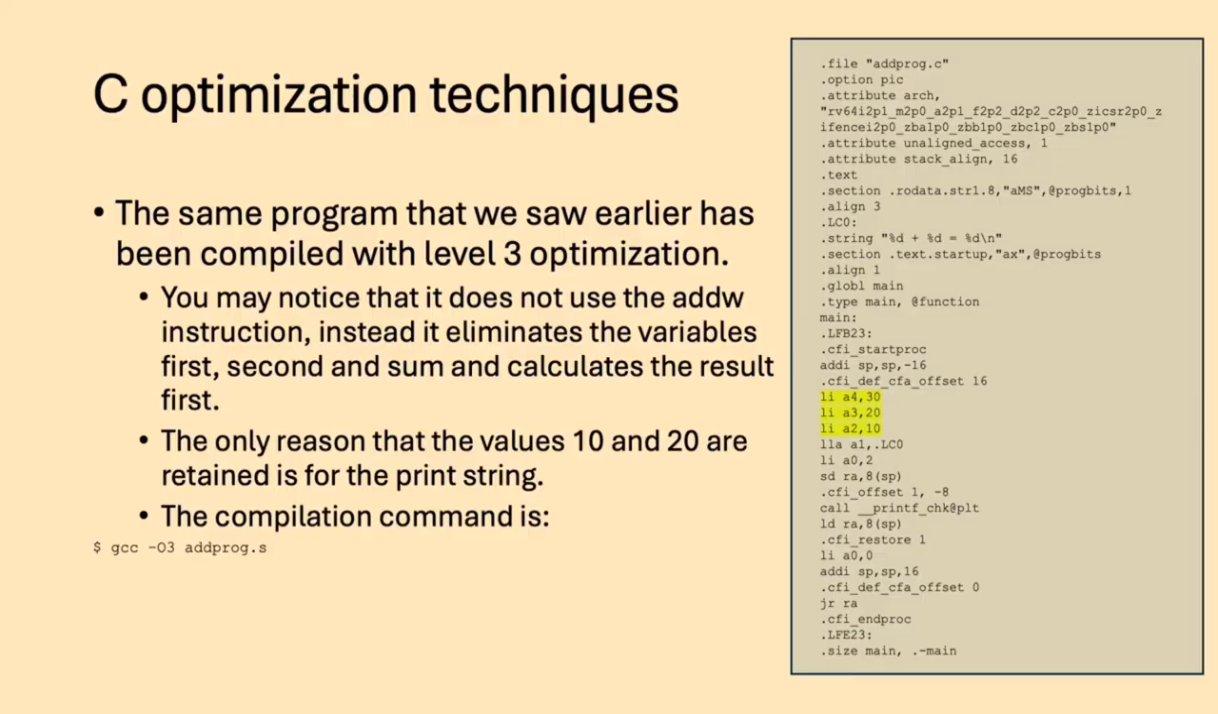The assembly code for the add program listing is smaller than the code generated with default optimization. Here with optimization level 3, the compiler pre-calculates the addition. Since the values of the variables first and second are constant and do not change, it eliminates the addword instruction. In addition to the change, the stack handling has been reduced.